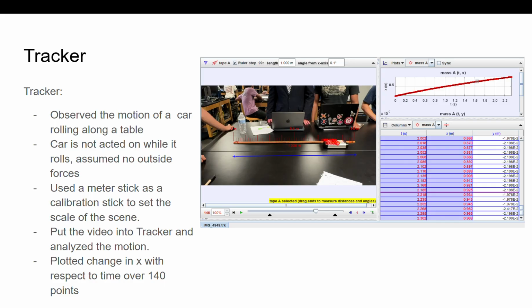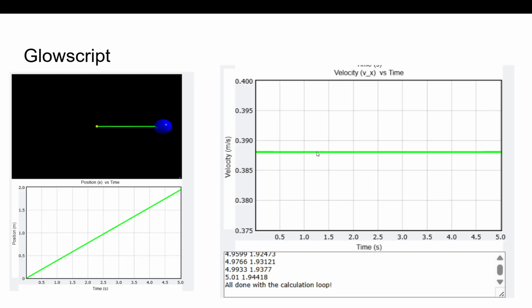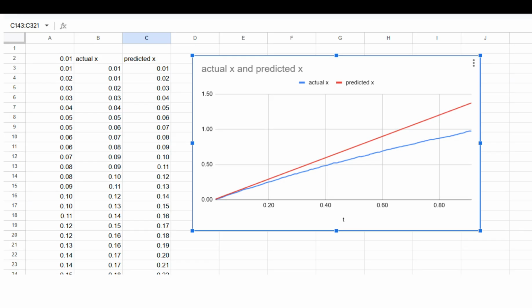So that's the observed position, and then I used that to create a computational model of the ball's predicted position in GlowScript by editing the starter code. And then this is GlowScript and this is the spreadsheet, and I generated this spreadsheet of the observed and predicted positions and graphed the data over time.